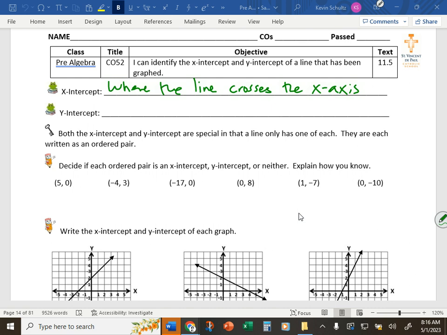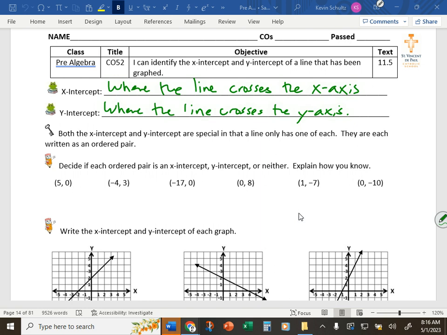And the y-intercept then would be, Tristan? Where the line crosses the y-axis. Good. Where the line crosses the y-axis.